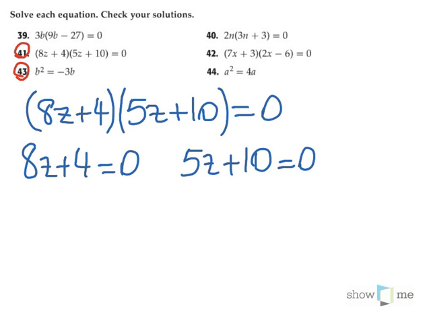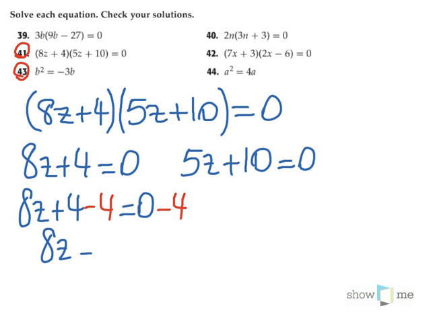Now, we're going to write 8z plus 4 minus 4 equals 0 minus 4. So we have 8z to be minus 4. Now if we divide by 8, we will get z to be minus 1 over 2.